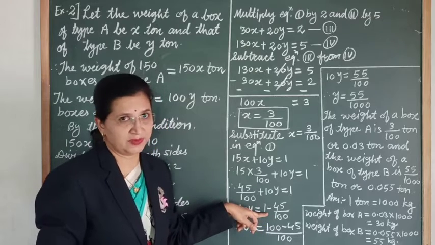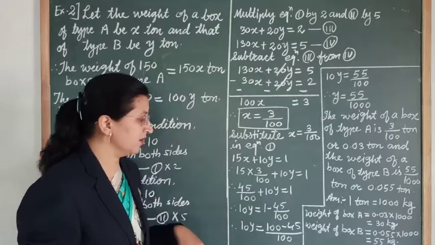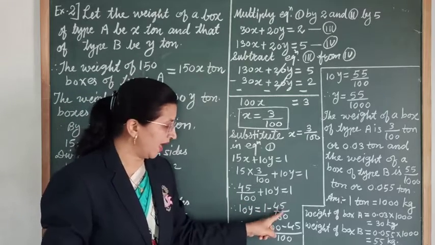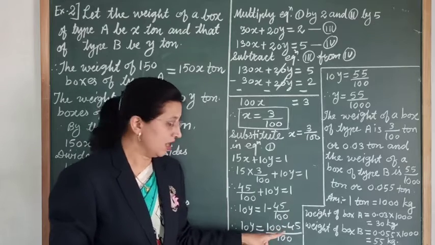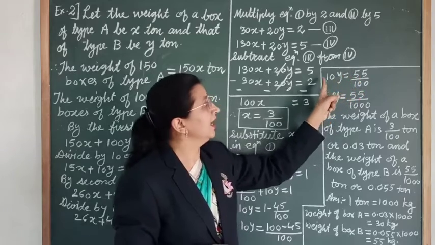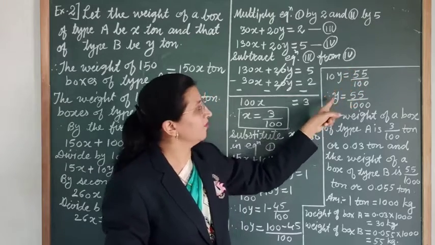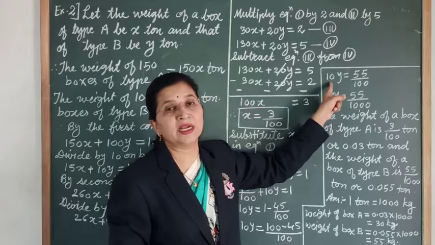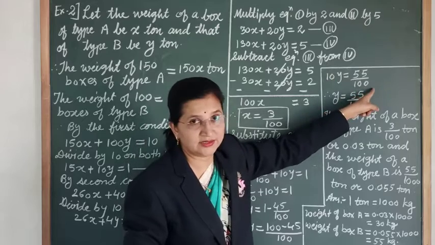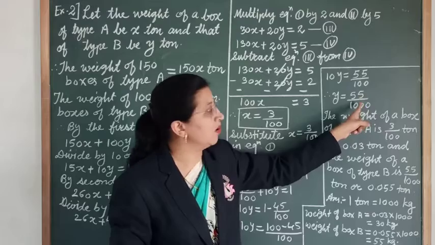So here we want to do the subtraction, but denominators are not the same. So let's multiply this 1 by 100. So 10y is equal to 100 minus 45 upon 100. 100 minus 45, we get it as 55. So we get that 10y is equal to 55 upon 100. Therefore y is equal to, this 10 is multiplying, it will divide. So 100 multiplied by this 10, it will come in the denominator. So we will get y is equal to 55 upon 1000.